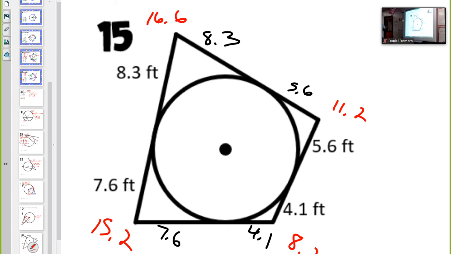No, you got 45. I'll check again. I'm gonna use my calculator too, but maybe my mental math is off. Let's see. 8.3 plus 8.3 plus 5.6 plus 5.6 plus 4.1 plus 4.1 plus 7.6 plus 7.6. I got 51.2, so yeah, I missed that. 51.